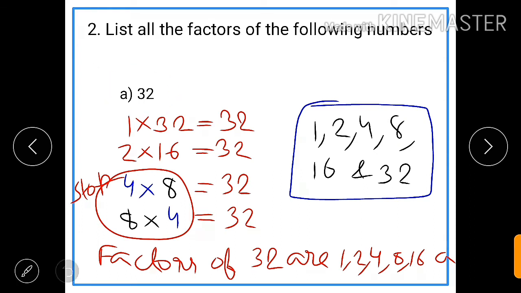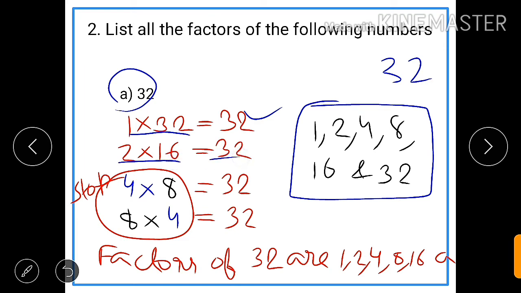So in order to find out all the factors of 32, first we will start with 1. We know 1 into 32 is 32. So we have written 1 into 32 equals to 32. Next we will check whether 32 is divisible by 2 or not. As 32 is an even number, it is divisible by 2, and we know 2 into 16 is 32.